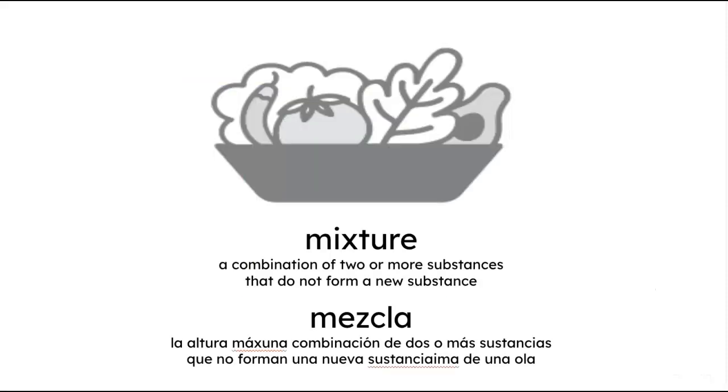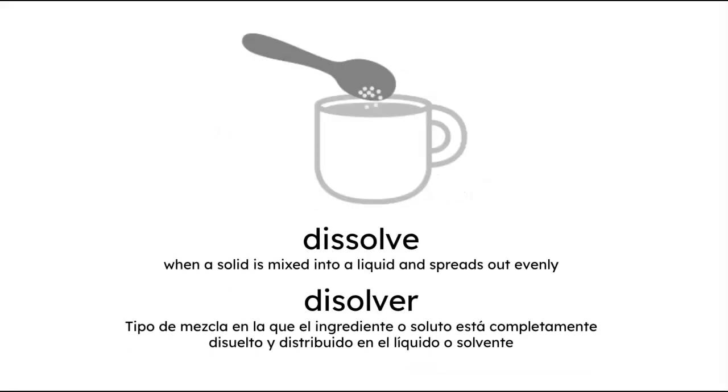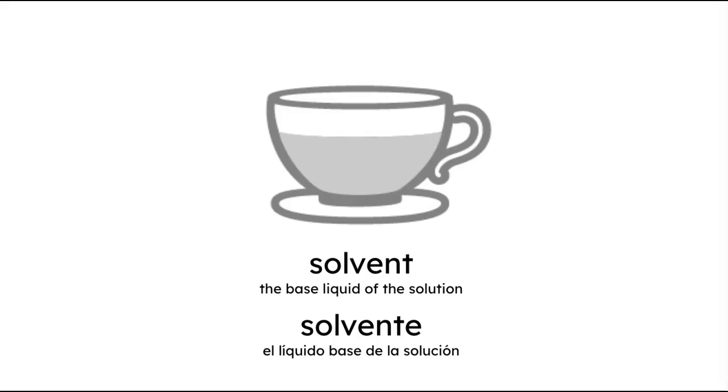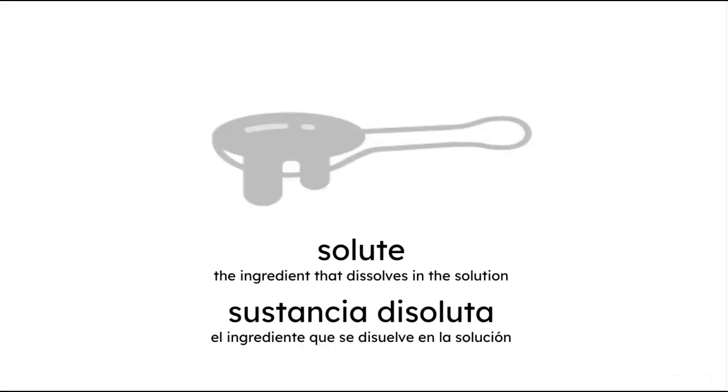You'll post and discuss the mixture, solution, dissolve, and solvent vocabulary cards. You'll then replay the Great Picnic Mix-Up video. This time, you'll stop the video at 2 minutes and 34 seconds. You'll discuss the model shown in the video and talk over the solute vocabulary card.